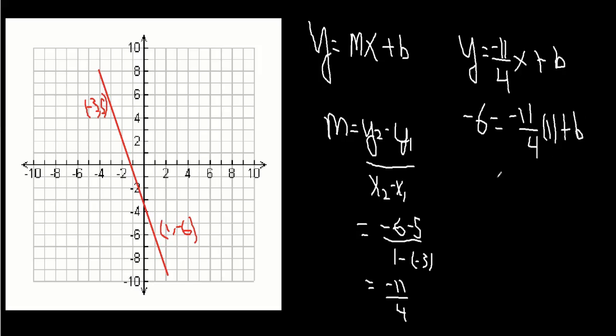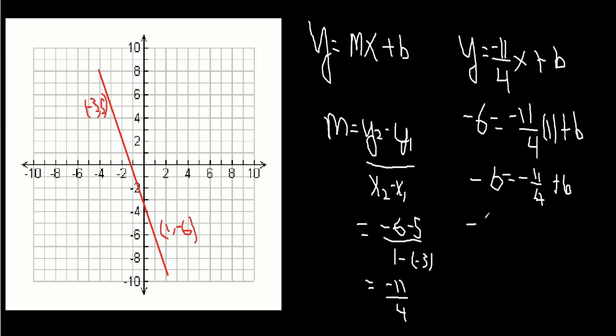So we have negative 6 equals negative 11 over 4 plus b, and that's because negative 11 over 4 times 1 is negative 11 over 4, so there's no change there. And all you have to do is find b. So the easiest way to do that is to add 11 over 4 on both sides. If you're a bit confused about how to solve this equation, you can go check out the other videos on solving equations on this channel. So like I said before, we can just add 11 over 4 on both sides.